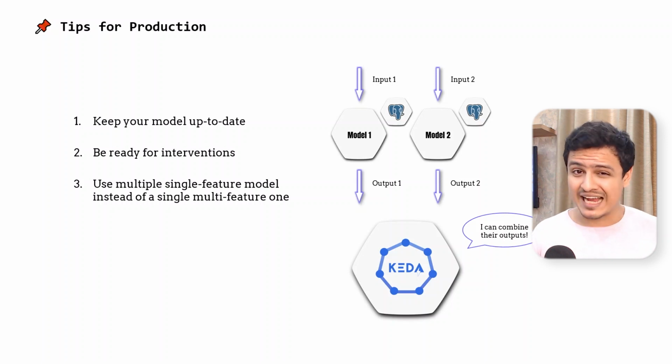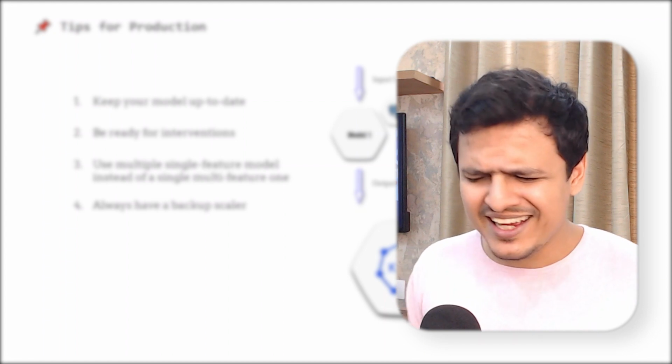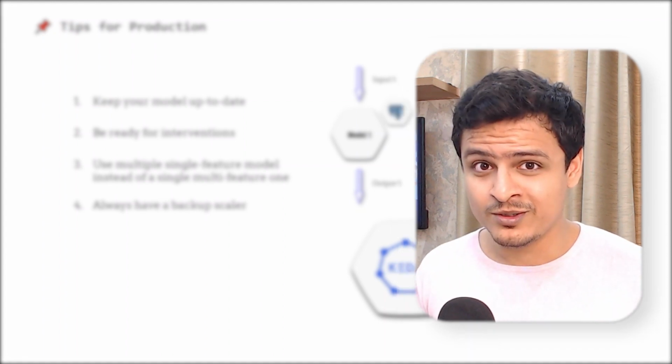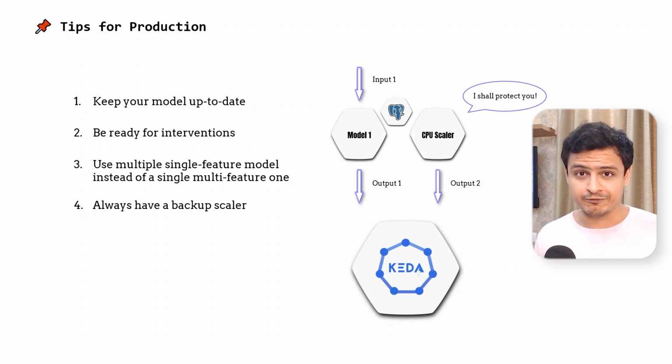The last advice I have for you is to always have a backup scaler. Your model isn't gonna be perfect. And trust me, I have kind of made that mistake before. A backup scaler like scaling on CPU helps protect you from under-provisioning.